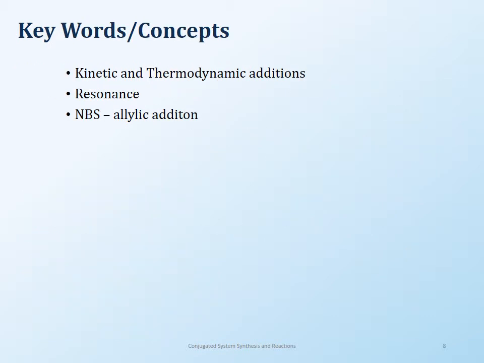So that brings us to this little portion on conjugated systems. Please note kinetic and thermodynamic additions. The one that I did here for you was just for butadiene, but it doesn't mean that that's the only one. You can have hexatrienes, you can have cyclodienes.